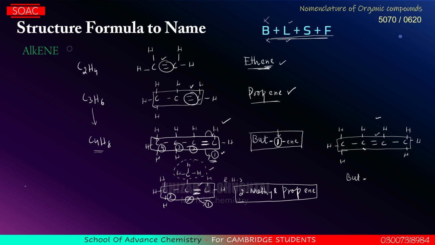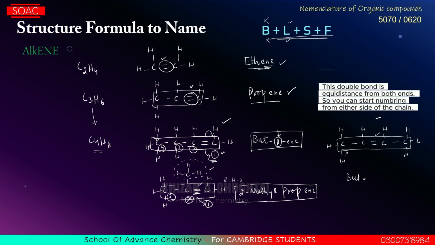What is the position of this carbon-carbon double bond? I'm going to mark the numbering 1, 2, 3, and 4. So the double bond is lying between carbons 2 and 3. The smallest number is the number of the double bond, so it will be 2-ene. But-2-ene is the name of this compound.